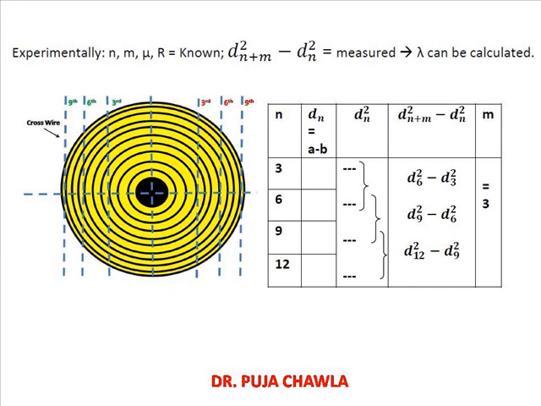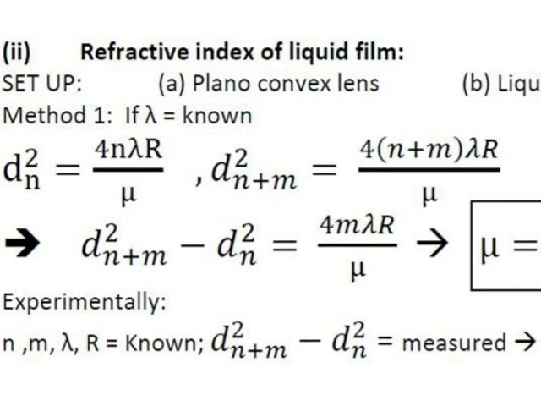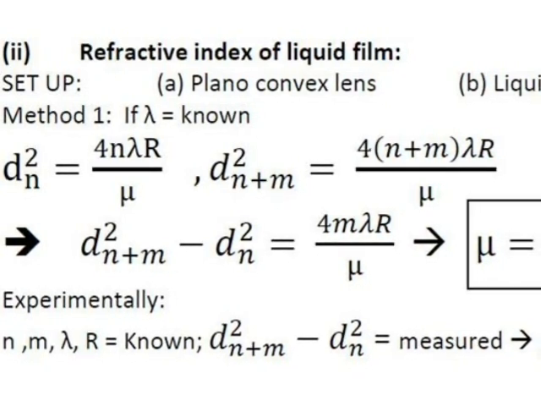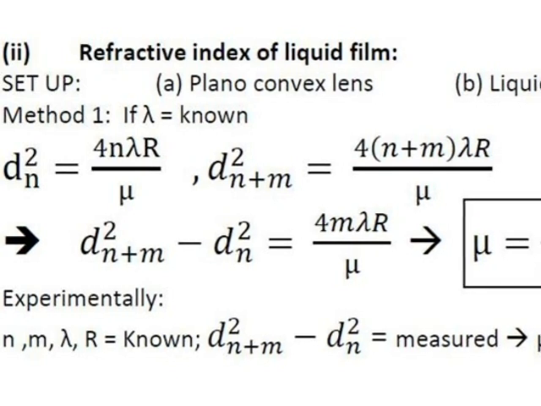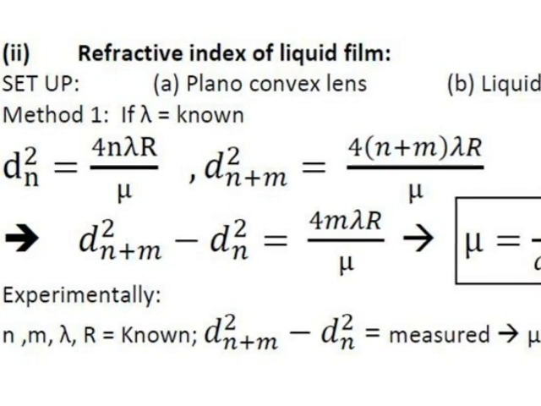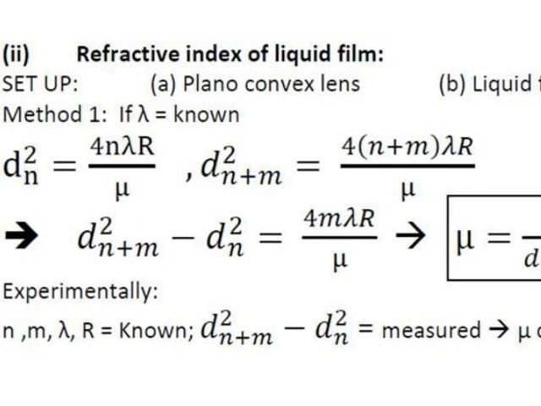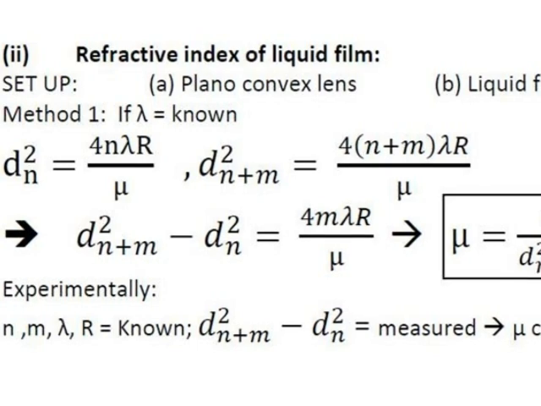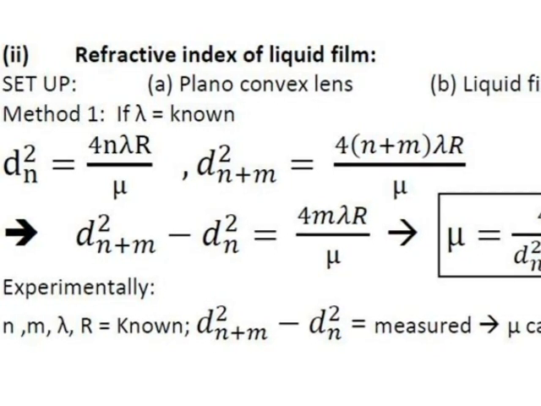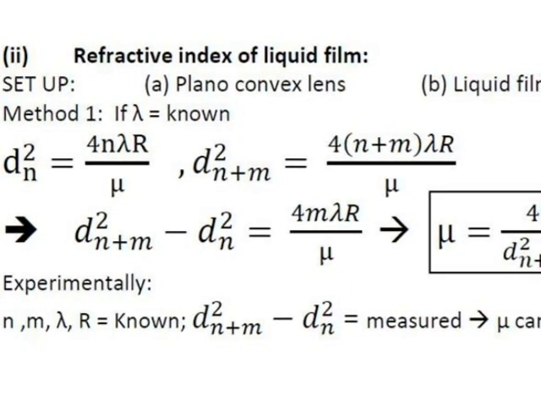Clear? So this was the method to find out the value of the wavelength of light using the Newton ring experiment. Next application of the Newton ring experiment is to find out the refractive index of a liquid film. For this, the setup required is a plano-convex lens, a liquid film, and lastly a glass plate. That means now we have the Newton ring setup, and instead of an air film, we have taken the liquid film. And our aim is to find out the refractive index of that liquid film.